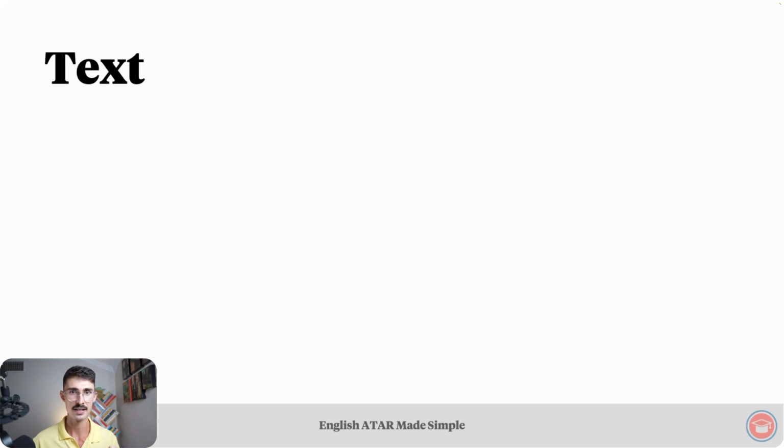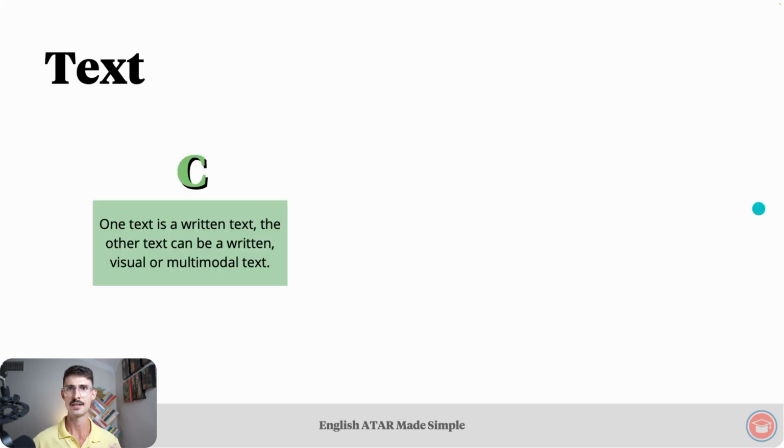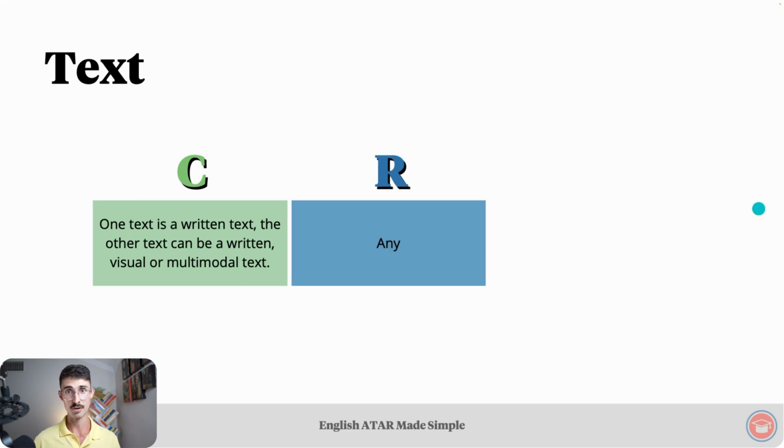The text is the type of text that you'll analyze. In the comprehending section, you'll be analyzing one written text, and the other text will either be a written text, a visual text, or a multimodal text. And a multimodal text in the comprehending section just means that it has visual and written elements. In the responding section, you'll be analyzing really any text.